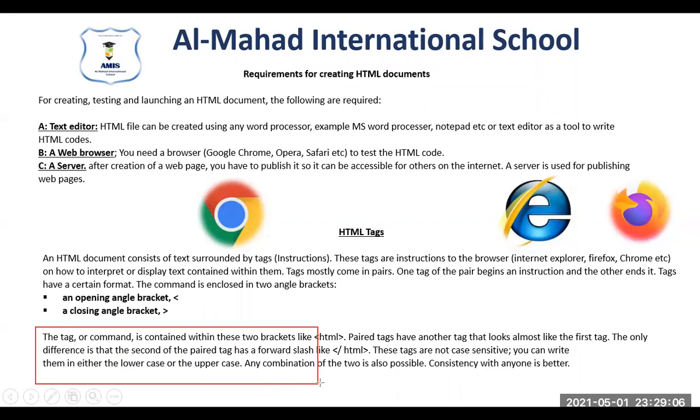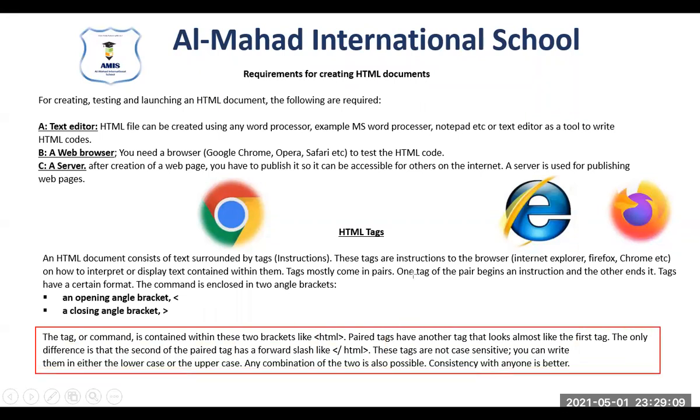Now if you go here and see, the tag command is contained within these two brackets. Like we will write HTML and it will start the page. The end tag looks almost like the first tag, but it will contain a forward slash as well. If you see here, this is the slash, to start an instruction and to end an instruction.